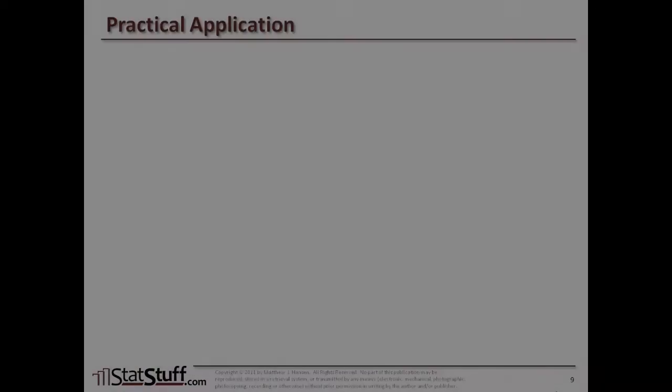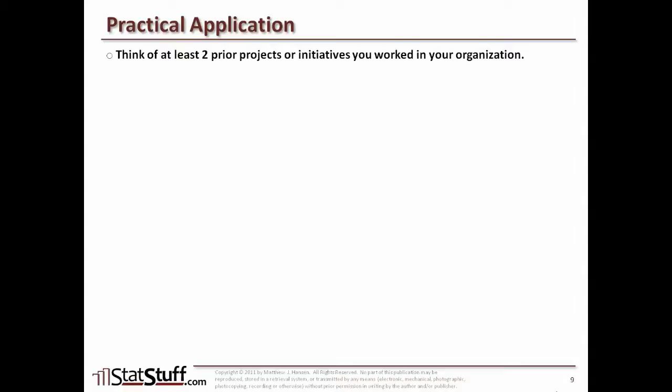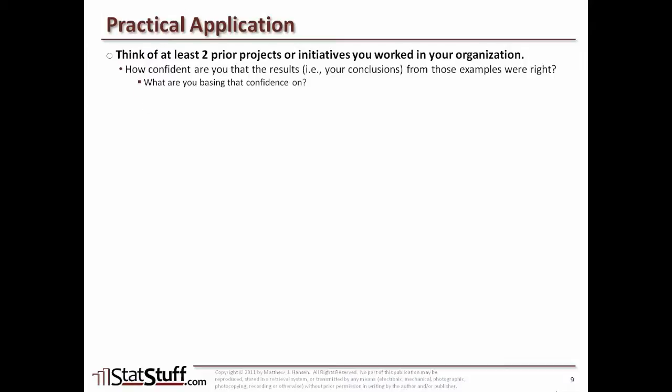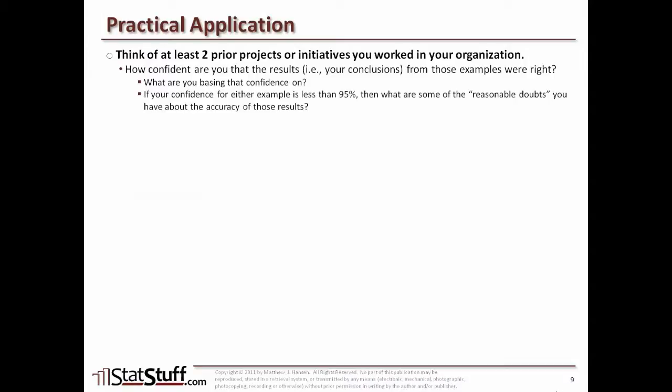All right, before we close this lesson, let's discuss how we can apply some of these concepts in a practical way. Try to think of at least 2 different projects or initiatives that you worked on in the past in your organization, and ask yourself the following questions. First of all, how confident are you, from a percentage standpoint, that the results or conclusions you came to from those projects were actually correct? Now, what are you basing that confidence on? If your confidence is less than 95%, then what are some of those reasonable doubts that you might have had about the accuracy of those results?